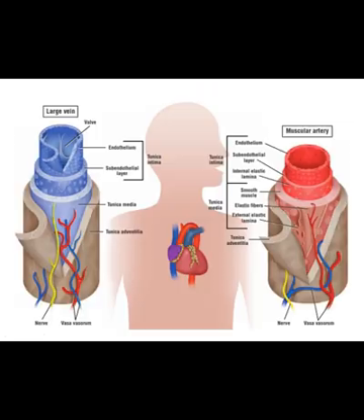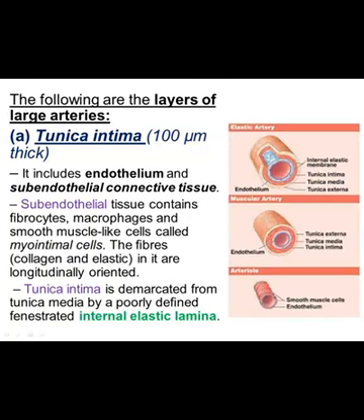This is the structure of an artery. General structure: tunica intima, tunica media, and then tunica adventitia. Now we take the layers of large arteries. Innermost is the tunica intima, which is about 100 micrometers thick. And this contains endothelium with subendothelial connective tissue.